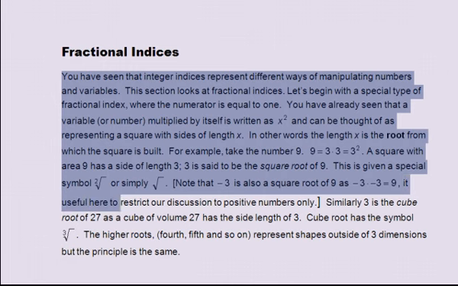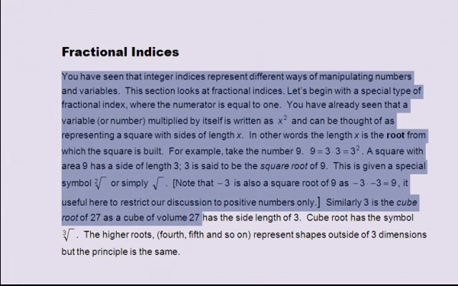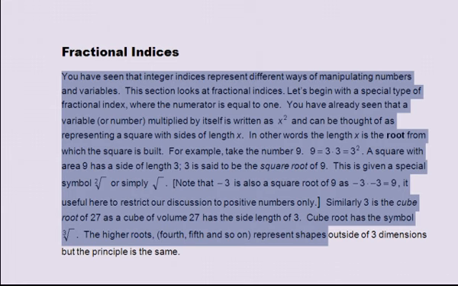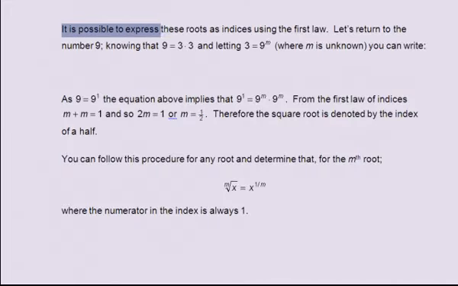It is useful here to restrict our discussion to positive numbers only. Similarly, 3 is the cube root of 27, as a cube of volume 27 has the side length of 3. Cube root has the symbol this. The higher roots, 4th, 5th, and so on, represent shapes outside of 3 dimensions, but the principle is the same. It is possible to express these roots as indices using the first law.